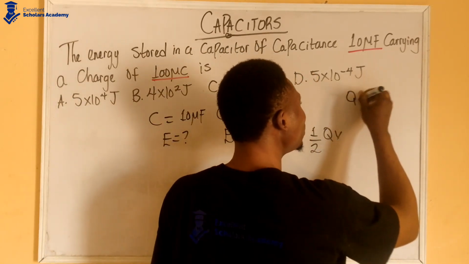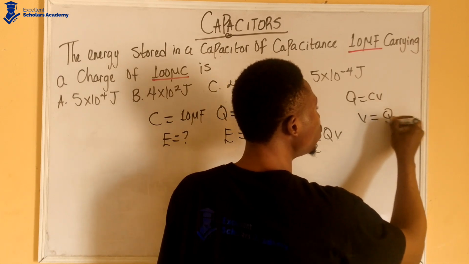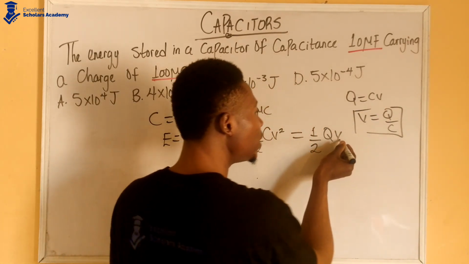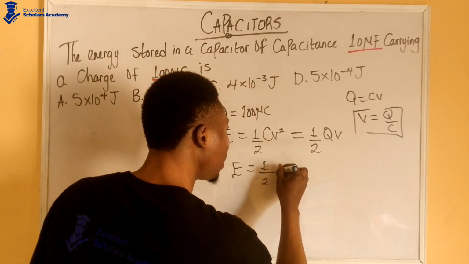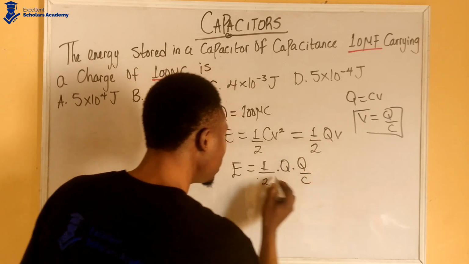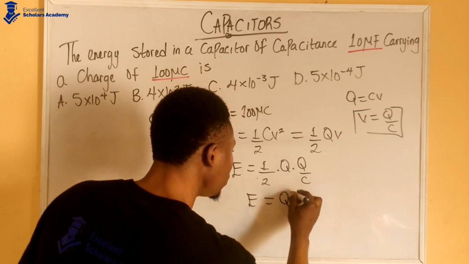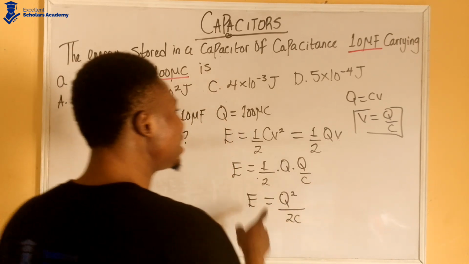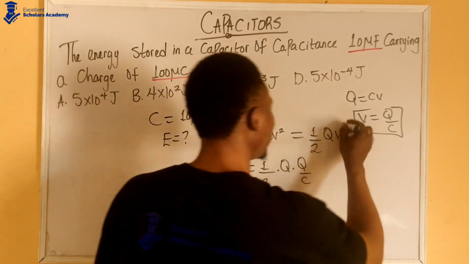Now remember that Q is equal to CV. Now make V the subject of the formula: V is going to be equal to Q over C. So V is the same thing as Q over C, and I can replace V here with Q over C. So E becomes 1/2 multiplied by Q multiplied by V, which is Q over C. Multiplying together, E is equal to 1 times Q times Q, that gives Q squared, over 2 times C, that gives 2C. All right, so this is the energy stored formula that we can use to solve this question.